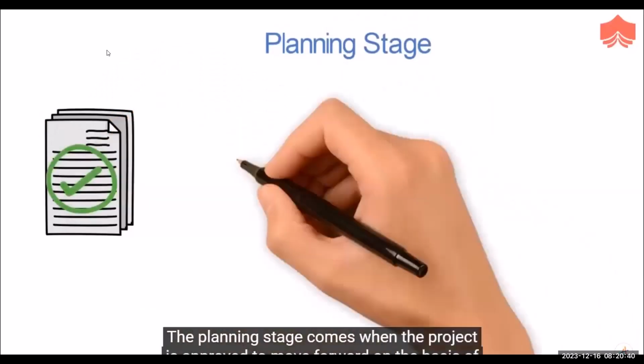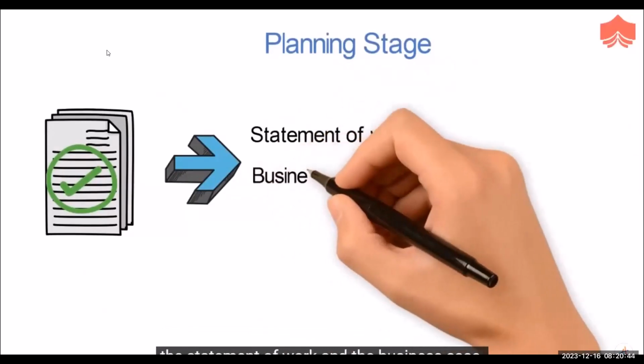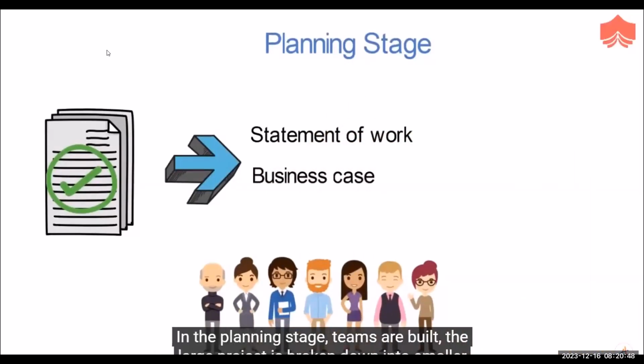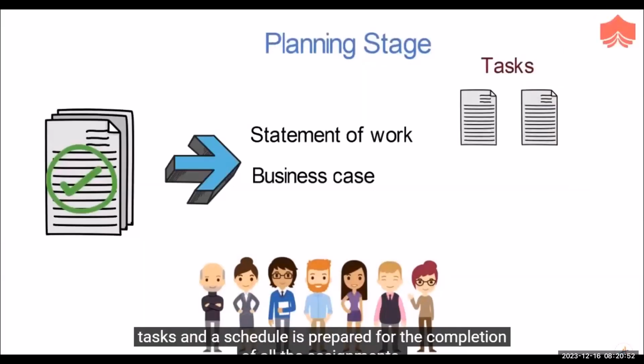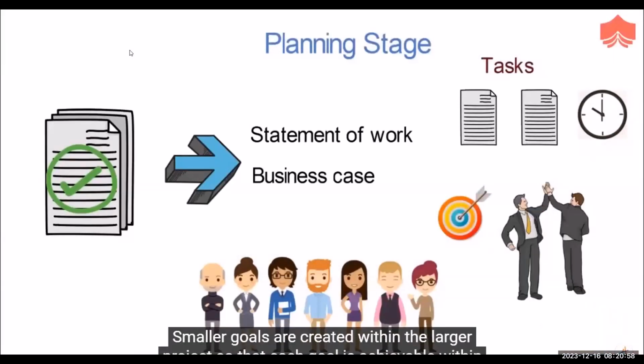The planning stage comes when the project is approved to move forward on the basis of the statement of work and the business case. In the planning stage, teams are built. The large project is broken down into smaller tasks, and a schedule is prepared for the completion of all the assignments. Smaller goals are created within the larger project so that each goal is achievable within the time frame.